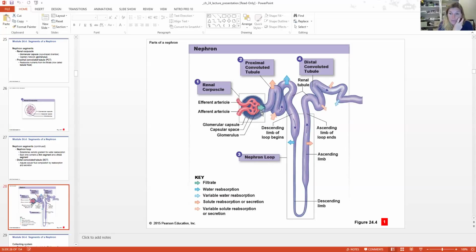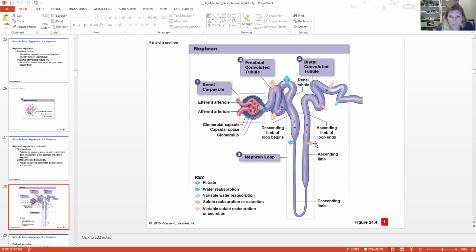You would literally just have to go to the bathroom, or our bladders would just have to be bigger to hold all of that. Either way, our PCT is the first step. Look at these arrows. What does this mean? These arrows are showing you that water and solutes are being reabsorbed in the PCT. Then we go through our nephron loop. Our thin segment is reabsorbing water. Our thick segment is reabsorbing solutes.